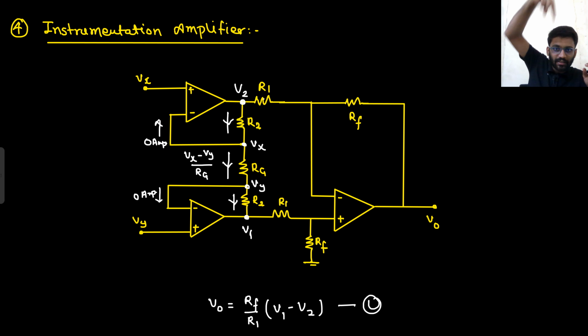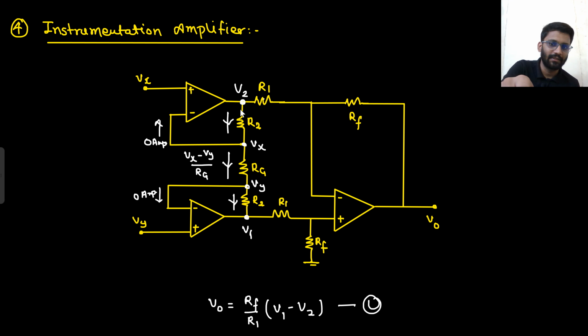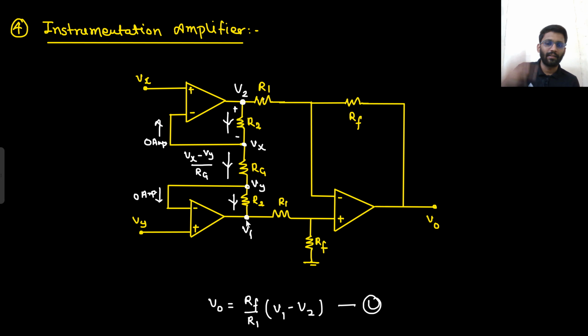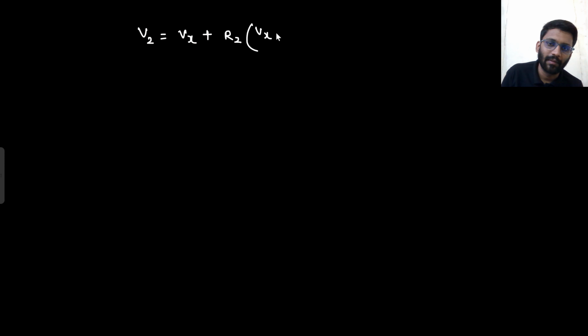So in the complete branch, (Vx minus Vy) by Rg current is flowing. So what will be the potential V2? Can I write potential V2 will be Vx plus the potential across this resistance? What will be the potential across this resistance? That would be R2 into the current. What is the current? (Vx minus Vy) by Rg. This is your V2.